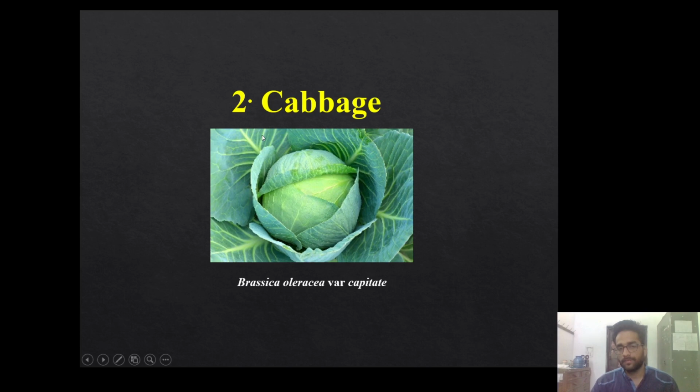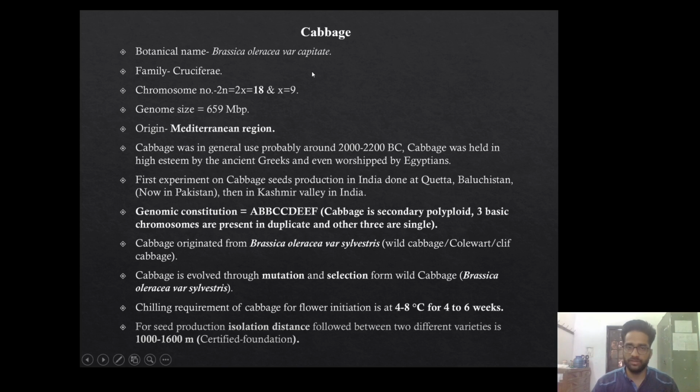Now, the second cool crop which we are going to discuss is cabbage. Cabbage botanical name is Brassica oleracea variety capitata, family Cruciferae, and chromosome number is 18. Genome size is 559 megabase pairs. Origin is the Mediterranean region. Cabbage was in general use probably around 2000 to 2200 BC. Cabbage was held in high esteem by ancient Greeks and even worshipped by the Egyptians. The first experiment on cabbage seed production in India was done at Quetta, Balochistan, which is now in Pakistan, and then it was done in the Kashmir Valley in India.